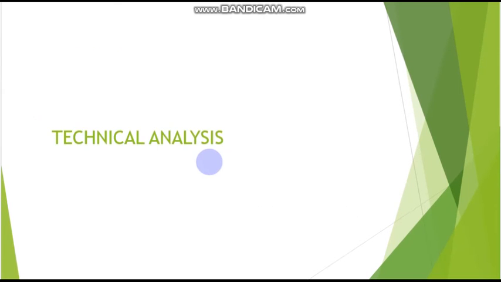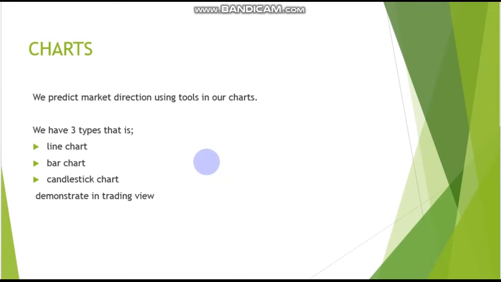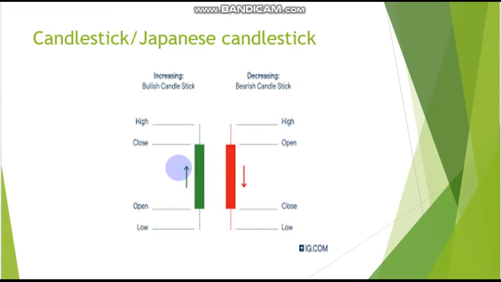In technical analysis, we'll be talking about charts. In the last video that I showed, you saw the charts in the TradingView app. Those are all charts. I told you that we have line charts, bar charts, and candlesticks, and I already demonstrated that in the TradingView app. Now let's talk about the Japanese candlestick.